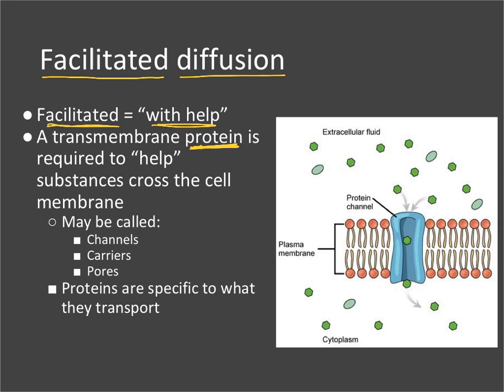Now these proteins here may be called one of these things, and it depends a little bit on what their location is, what their structure is like, and what's crossing them. But you'll see these terms used in a couple of different places. Anytime you see the term channel or carrier or pore, it's quite possibly talking about our facilitated diffusion. And as a reminder, proteins are very specific as to what they can transport. So a transport protein for sodium is going to be different than a transport protein for glucose. And then you need a different protein to transport fructose.